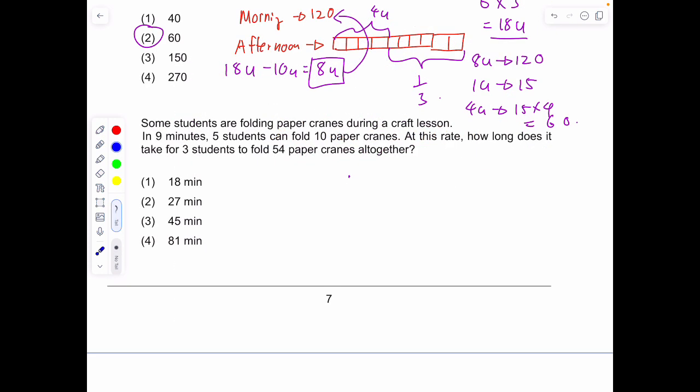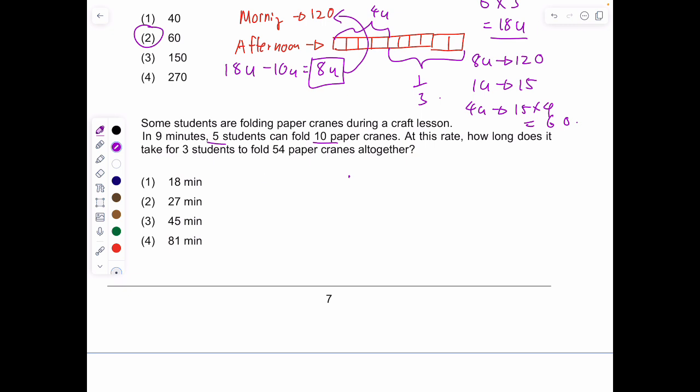It is stated that in 9 minutes, 5 students can fold 10 paper cranes. At this rate, how long does it take for 3 students? So the important thing is that we need to find out how long it takes to fold 10 paper cranes if there's only 1 student.